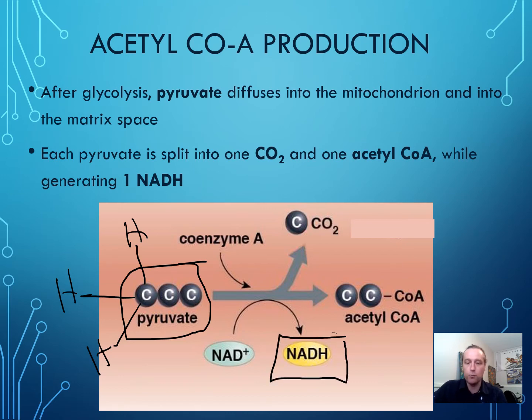It's going to carry those protons and electrons, or hydrogens, to the electron transport chain. The acetyl-CoA here still has some more high energy electrons and hydrogens, so it is going to be processed further in the Krebs cycle, where we just continue doing the same thing. We're going to get more NADH.